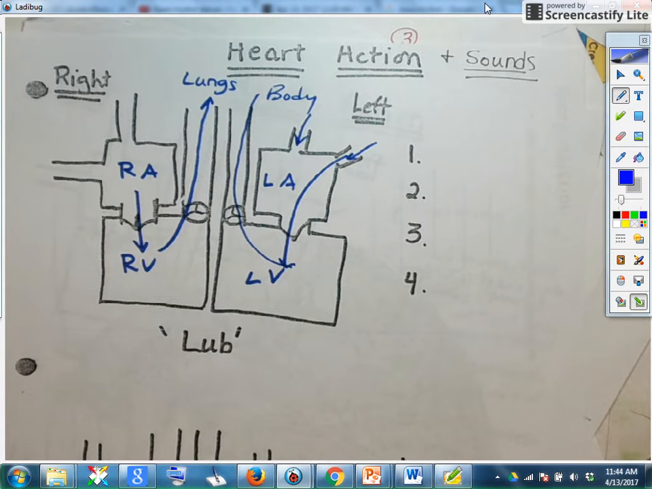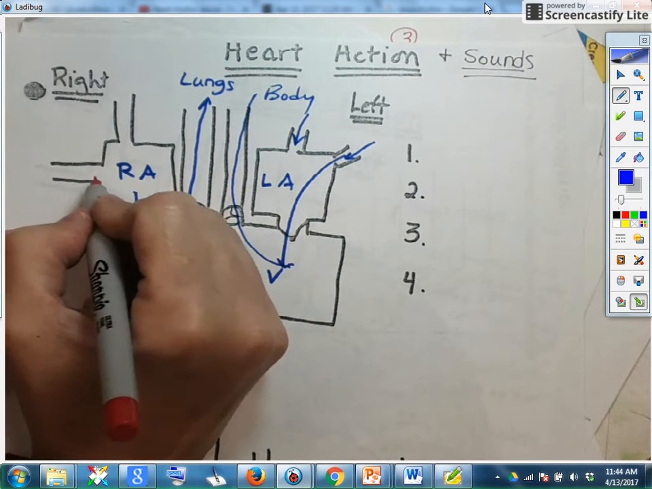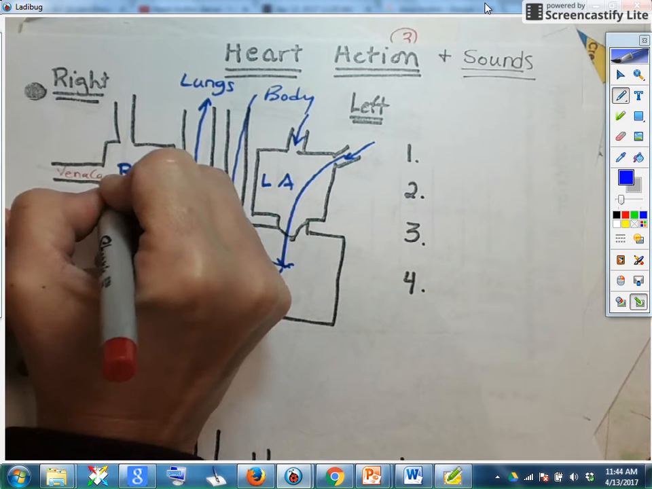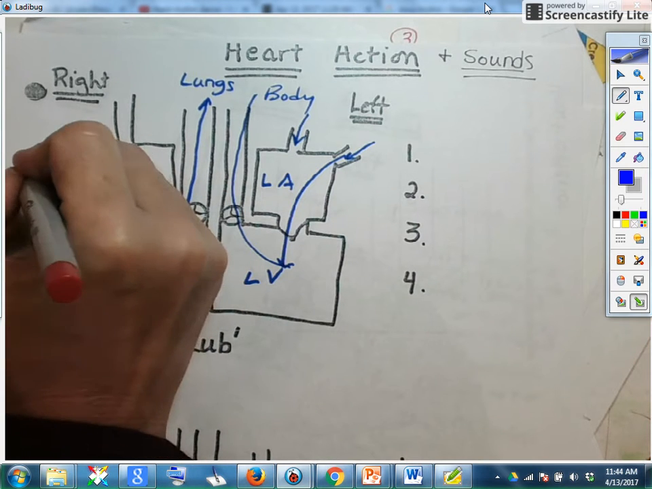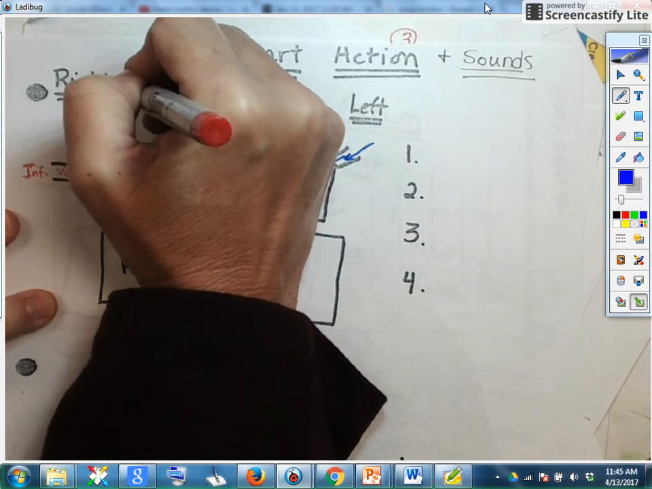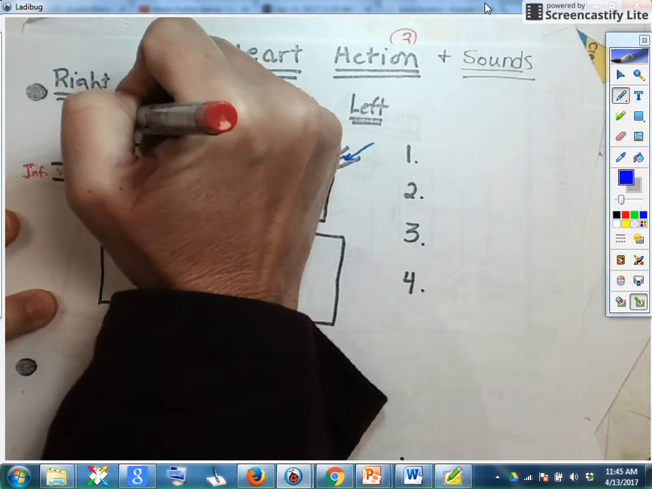So for simplicity's sake, to describe the blood flow of the heart through all these parts, we need to label how the blood gets into the heart. The blood right here comes from the vena cava, and this probably would be the inferior vena cava, and this would be the superior vena cava.